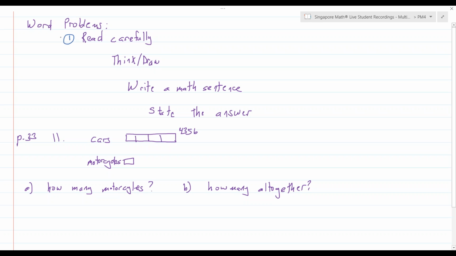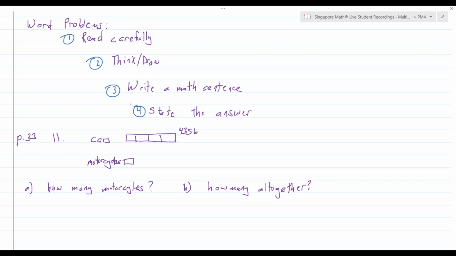The first thing you need to do is read the problem carefully, and then think about it. Maybe draw a picture of the problem, write a math sentence, and then the last thing you do is to state the answer to the word problem. Always, always, always do all four of those steps for every word problem you encounter. So let's look on page 33 at problem number 11.